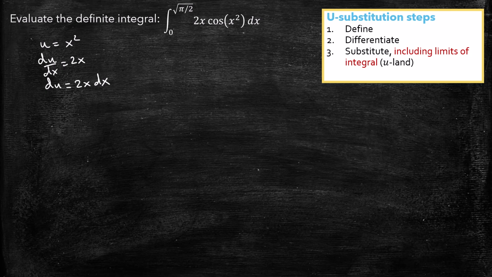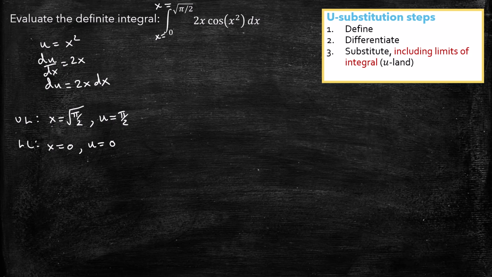So we are going to substitute and turn everything into u-land, but this includes the limits of the integral. So if we realize these are all in terms of x, the lower limit is x equals 0, the upper limit is rad pi over 2. So upper limit, x equals rad pi over 2, and we know that we need to turn this into u-land, and u is x squared, so u will just be pi over 2. And for the lower limit, which was x equals 0, u is x squared, 0 squared is just 0.